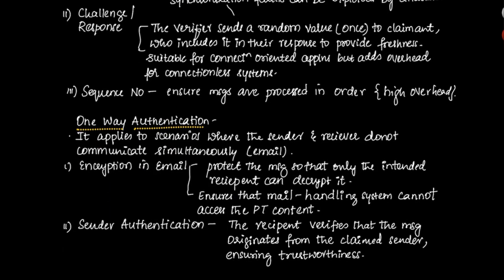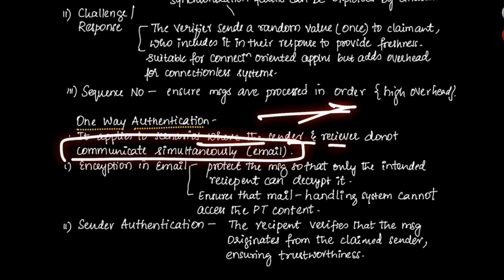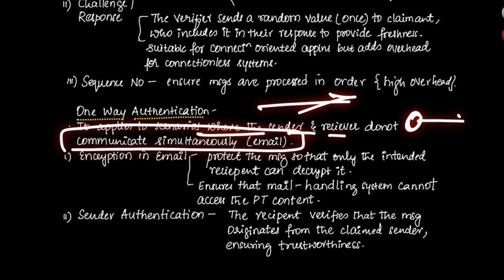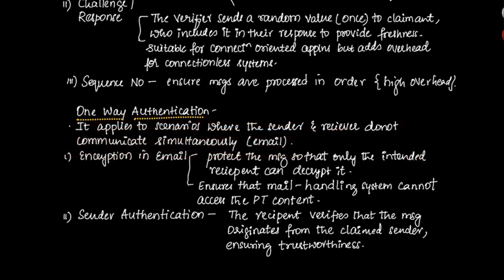Next we have one-way authentication. One-way authentication applies to scenarios where sender and receiver do not communicate simultaneously. For example, email. In email, either one person is sending or one person is replying back. There is no two-way communication happening here.